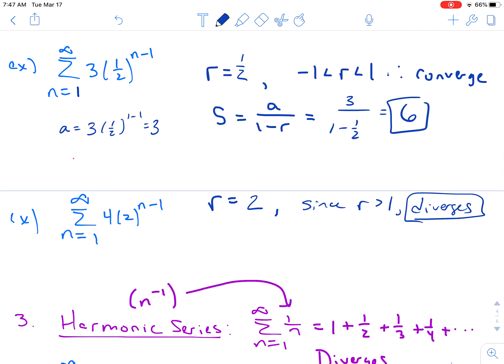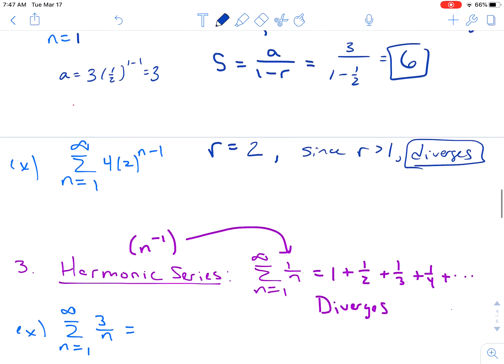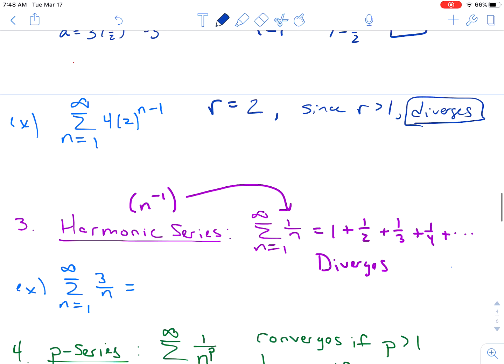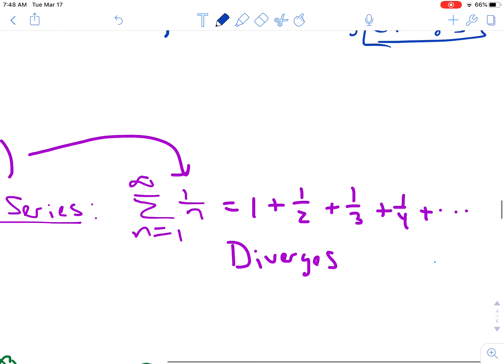Okay, next up is a very special type of series called the harmonic series. And we saw this in the example above. I just didn't call it that up there. This is the summation as n goes from 1 to infinity of 1 over n, or n to the negative first power. Looking at the first 4 terms, 1 plus 1/2 plus 1/3 plus 1/4, and then it goes on forever.